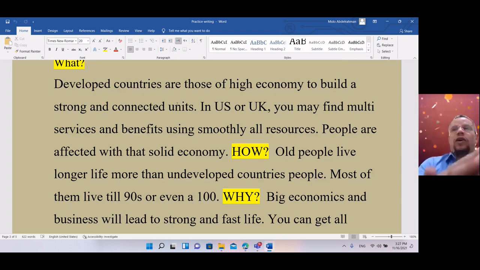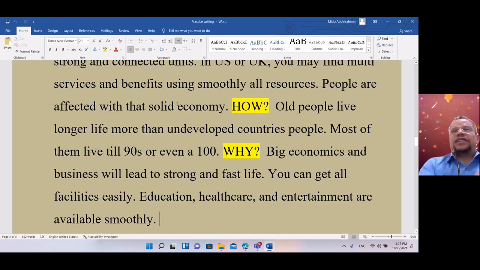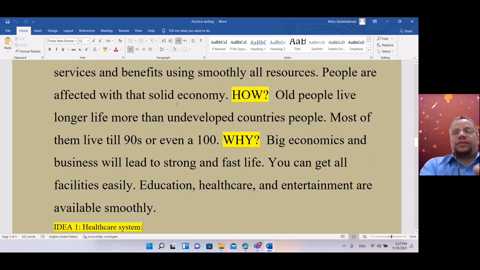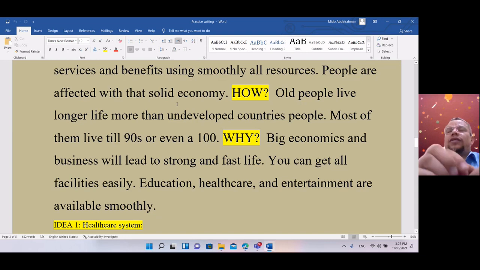Now I'm talking about the main specific topic. People in developed countries live longer lives than people in undeveloped countries. Most of them live until their 90s or even 100. I mean 100 years. Why? Now the answer of why. Why do they live a long life, for example?